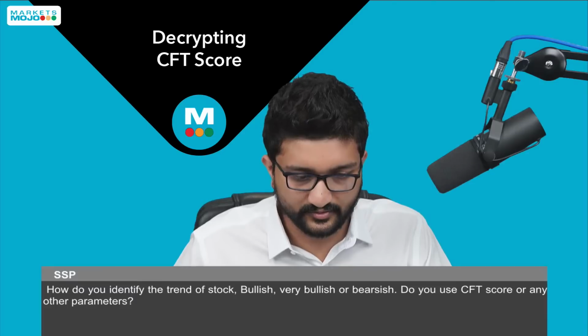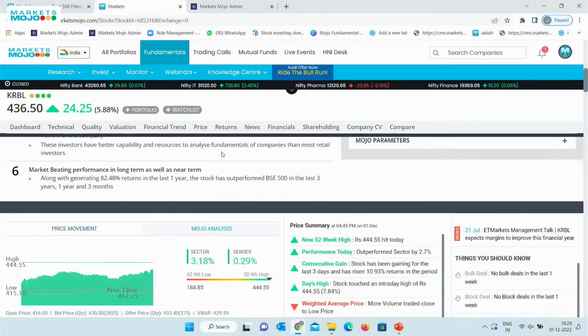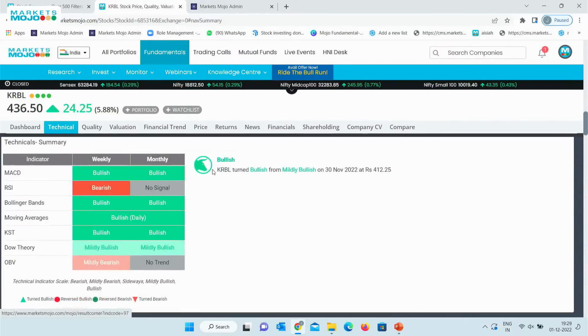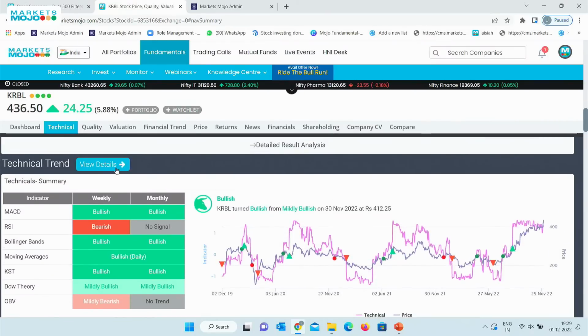Okay, let's take a particular stock for now. I'll open this particular stock called KRBL. Yeah, just share my screen here. I'll just click on technical. So to understand whether the stock is bullish, mildly bullish, bearish, we have 7 different indicators. We don't look at CFT score over here. These are the 7 different indicators we look at: MACD, RSI, Bollinger Bands. If you want to go in depth, you could click on this view details.